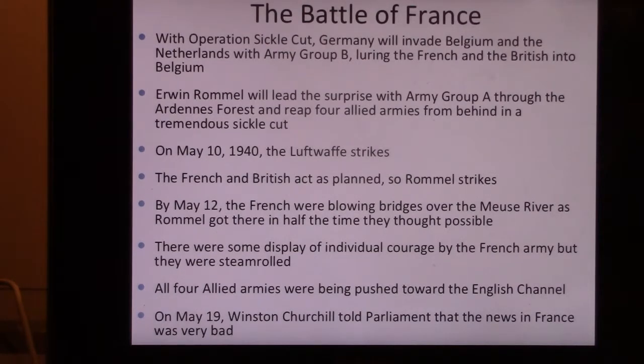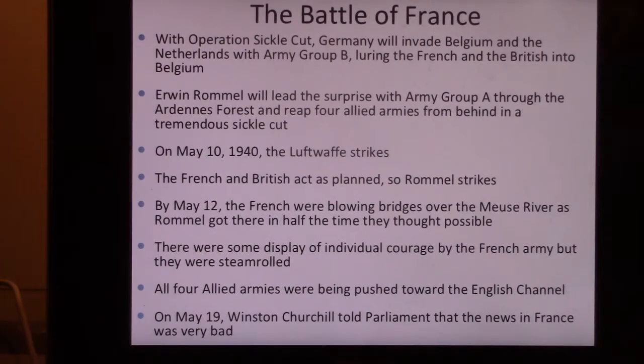What's going to happen is German Army Group B is going to invade the Low Countries of the Netherlands and Belgium, exactly like they did in World War I, betting that the British and the French will move into there to try and stop them from getting into Paris. That's where they will engage.